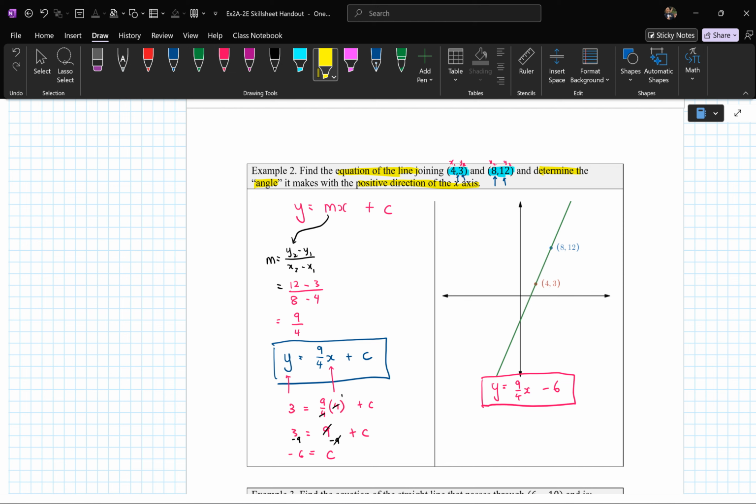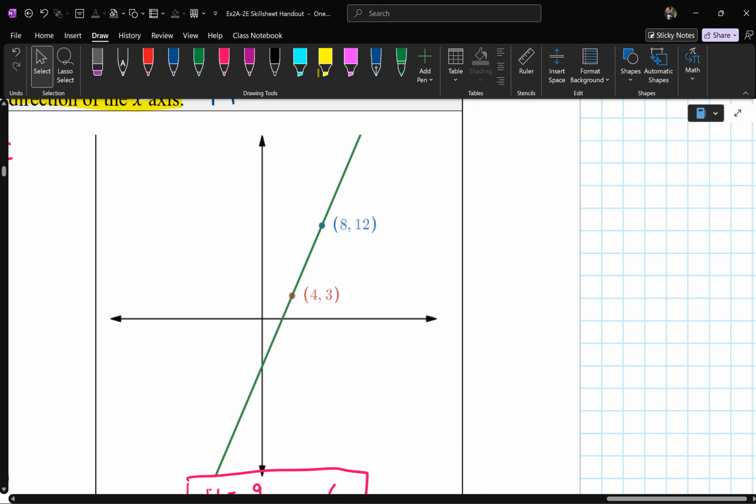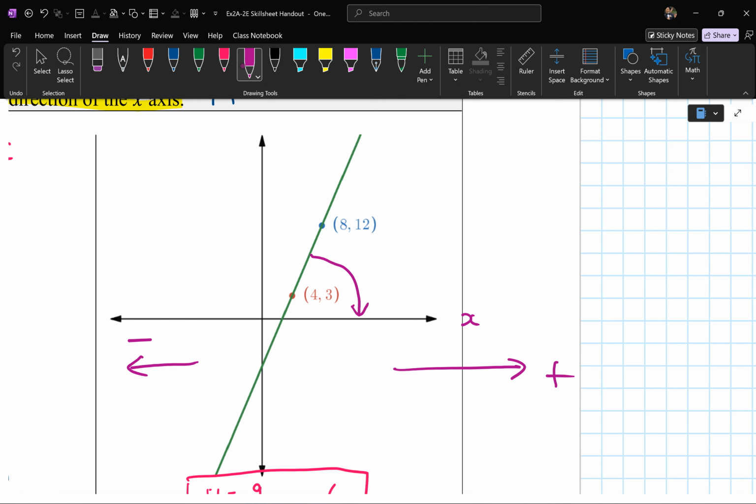That was in your year 10 textbook, but it's also now more pronounced in your year 11. You see that line that I've drawn for you in advance? It crosses through 4, 3, 8, 12. We now know the gradient's 9 on 4. But the angle that it creates with the positive direction of the x-axis. So this is the x-axis. That's the positive direction. This is the negative direction. So when they say what is the angle this line makes with the x-axis, that's what they're referring to. They're saying, what's this angle? That's what they're asking. If you draw that line there, what's that angle there?